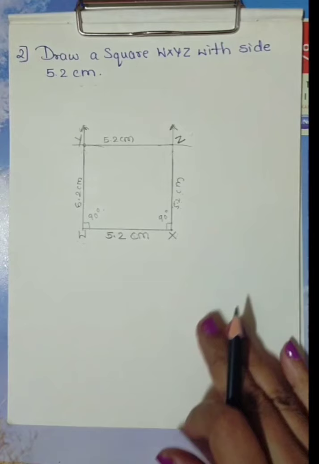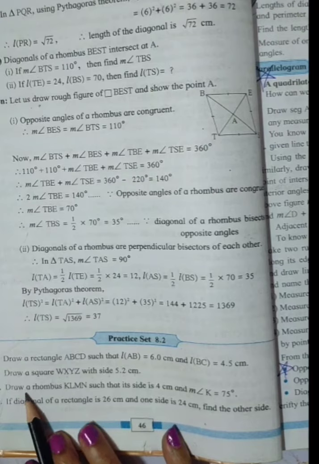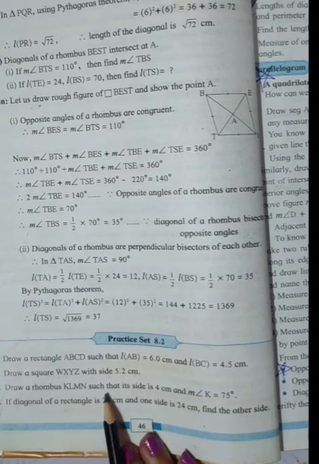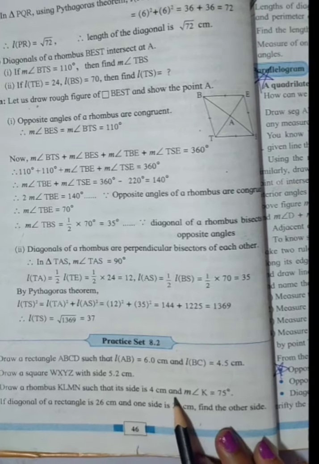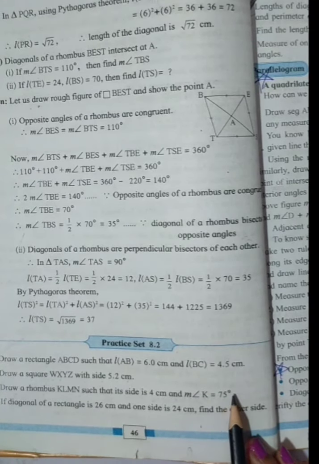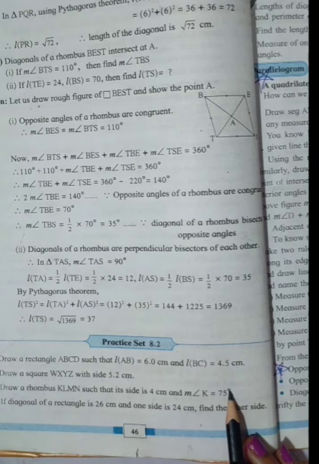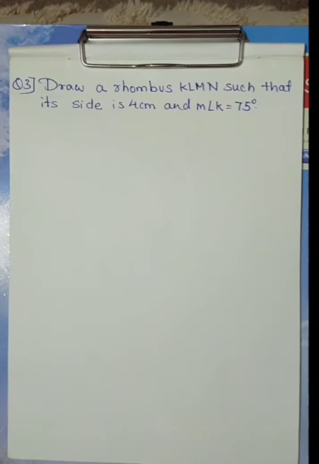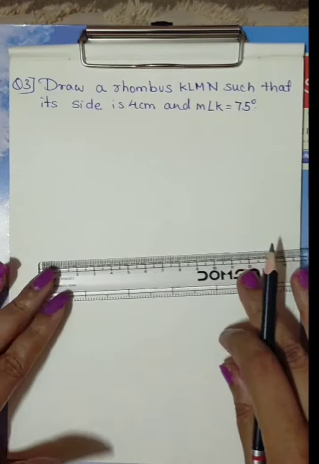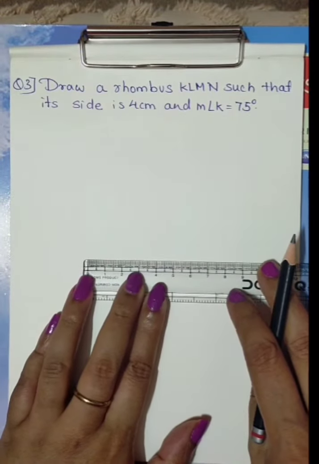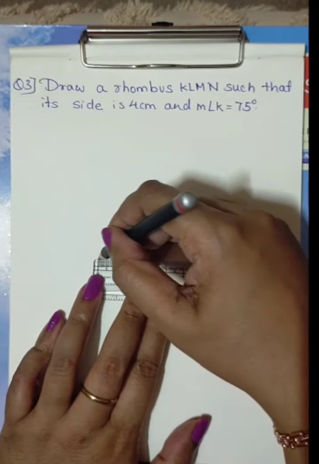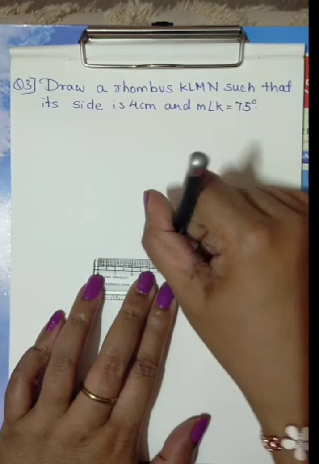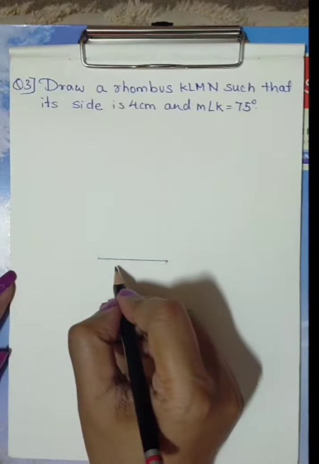Now we are going to solve next sum. Now next question is given. Draw a rhombus KLMN such that its side is 4 centimeter and measure angle K is 75 degree. Now question number 3 is we have to draw the rhombus with 4 centimeter sides. So I am doing here. This is our 4 centimeter. Okay, this is 4 centimeter.